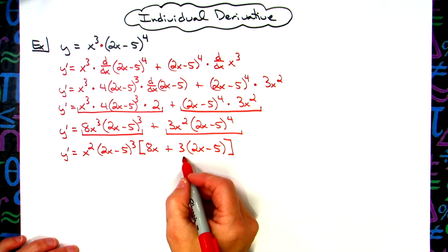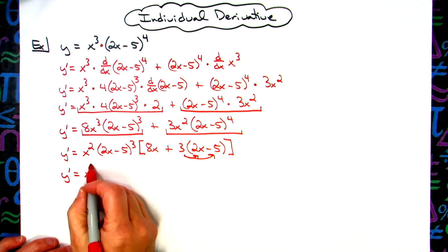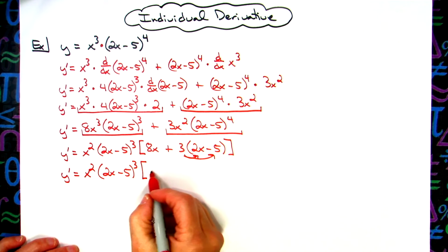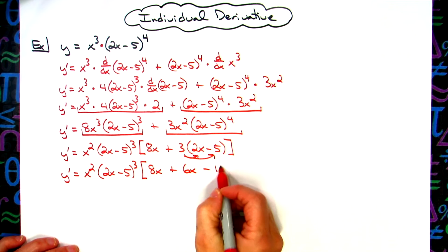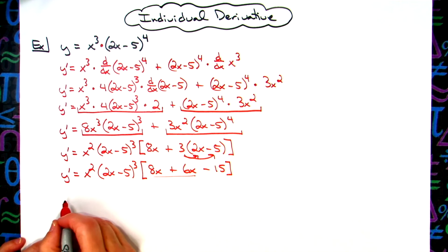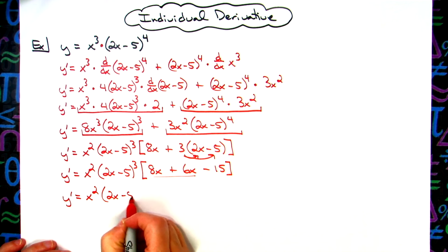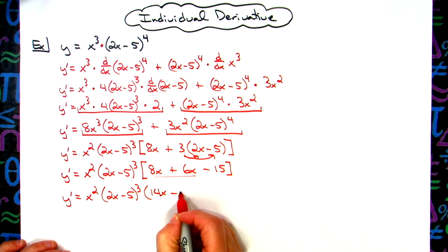Now, the only thing I'm going to do in here is distribute and then combine some like terms. So y prime is equal to x squared, (2x minus 5) to the third. Going to keep those square brackets for just a little bit longer. 8x, distributing there, we'll have a 6x and a minus 15. Last thing that I'm going to be able to do then is combine some like terms right here. And you can either keep the square brackets or turn them back into curvy brackets, either one that you would like to do. So y prime is equal to an x squared. We'll have the (2x minus 5) to the third. Combining those two, we'll have a 14x and then minus 15.